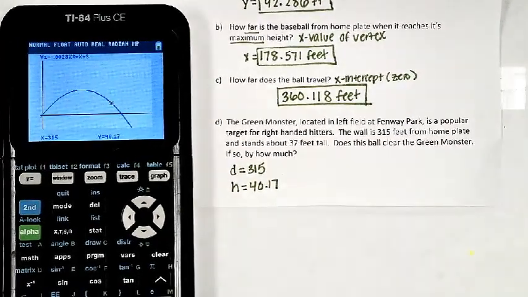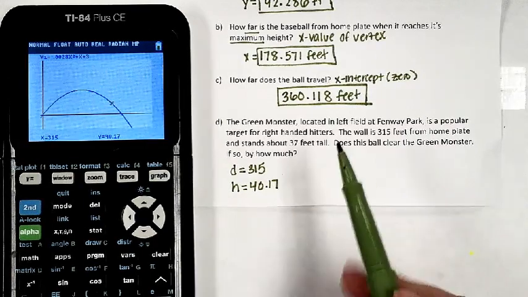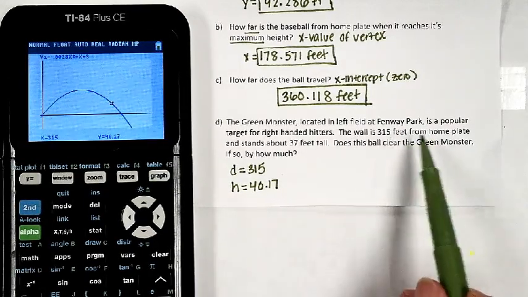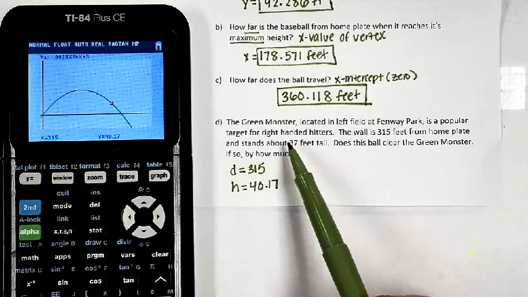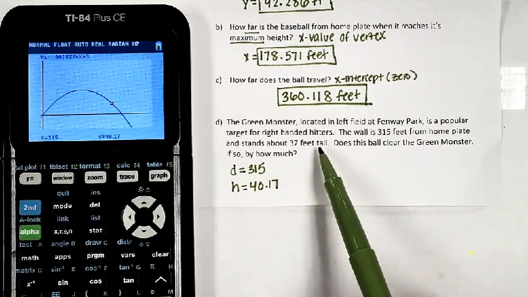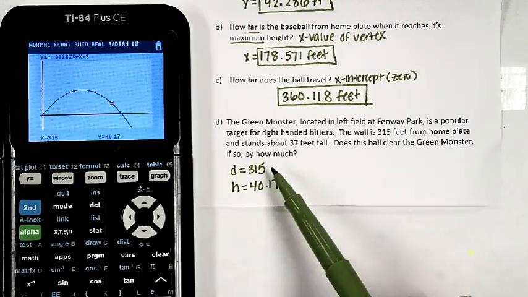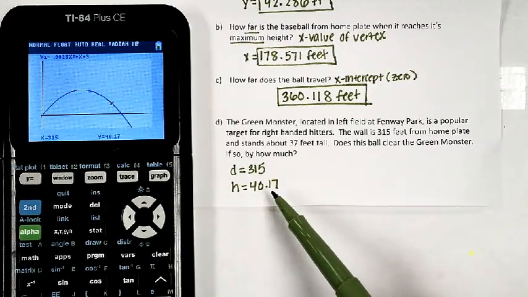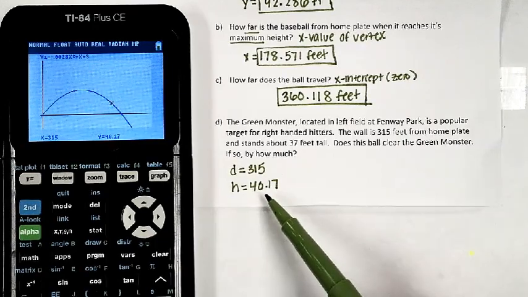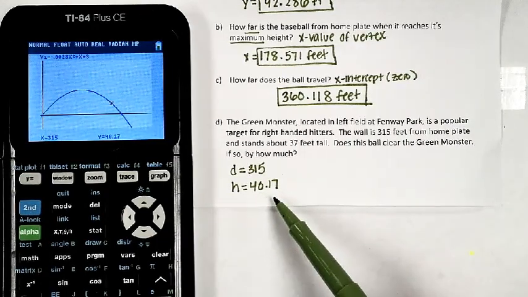So the wall is 315 feet from home plate and stands about 37 feet tall. Well, using my equation, at 315 feet, the ball is at a height of approximately 40 feet. So will the ball clear the Green Monster? Yes.